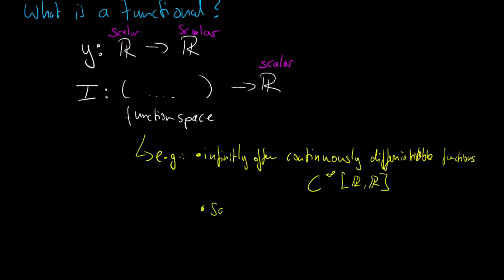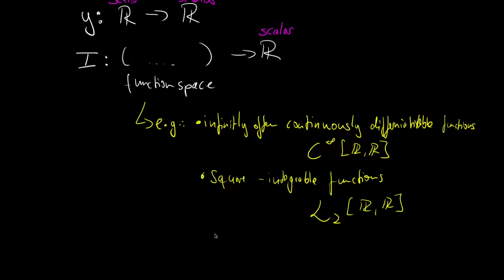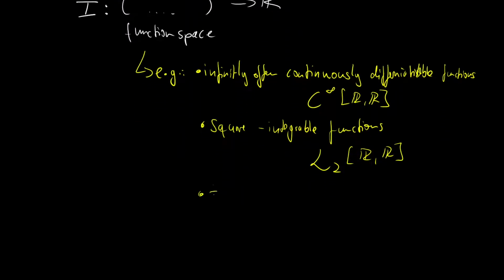And also we have the square integrable functions, also a mouthful, and we denote them as L with index 2 over R, because they also have an input and an output space. And of course, probably the easier example would be the space of polynomials, which is probably more approachable than the two others.